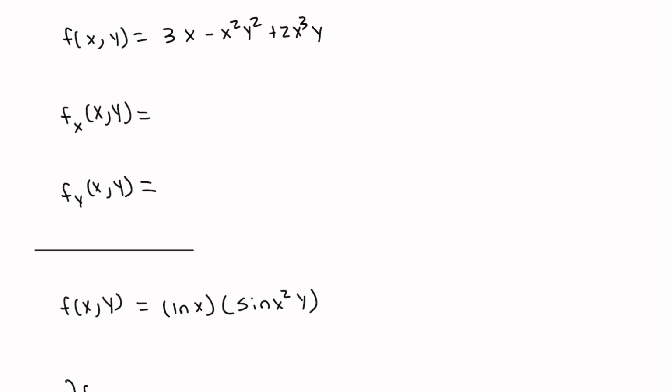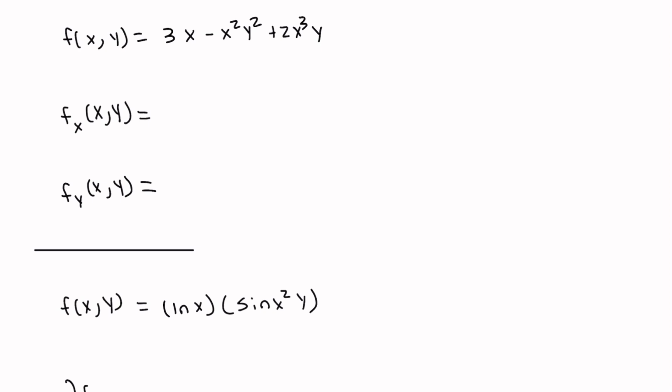Hi, so in this video, we're going to learn how to take partial derivatives of multivariable functions. On the top, I wrote a multivariable function f of x comma y is equal to 3x minus x squared times y squared plus 2 times x to the third times y. So the first question asks, take the partial derivative of f with respect to x.